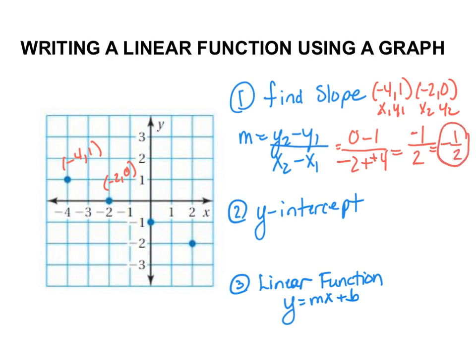Now for the y-intercept, I'm looking for the point where my line is going to cross over my y-axis, which is right here at the point (0, -1). So my y-intercept is at -1. Now I have the two things I need to write my linear function. I have my slope, which is m, and I have my y-intercept, which is b. So my equation is going to be y is equal to -1/2 x minus 1.